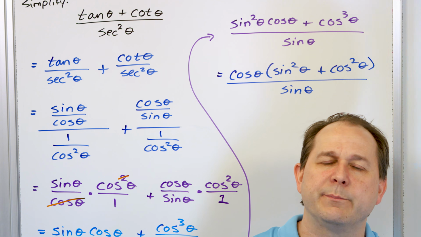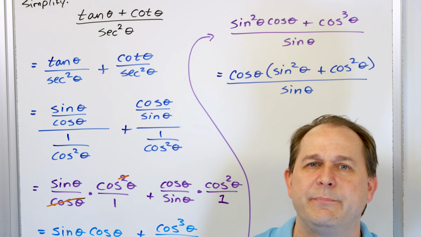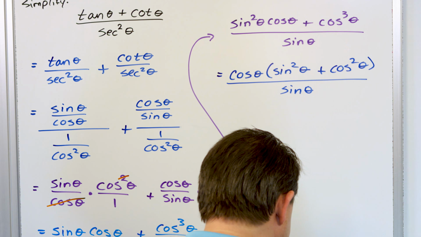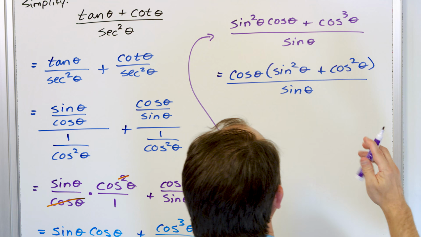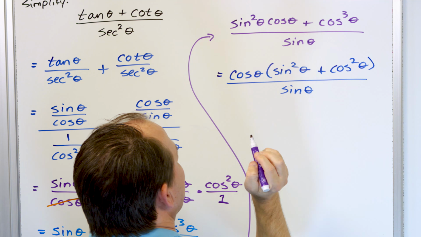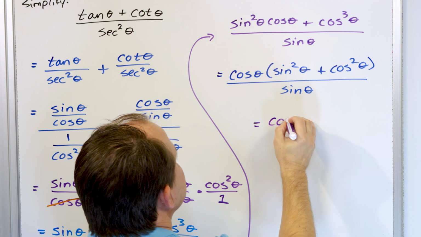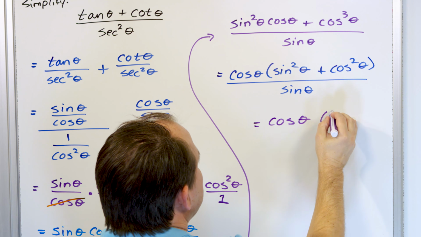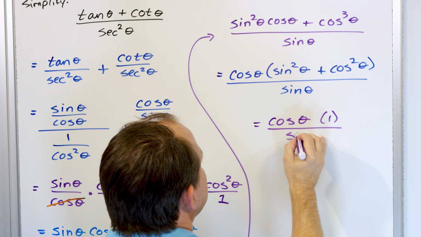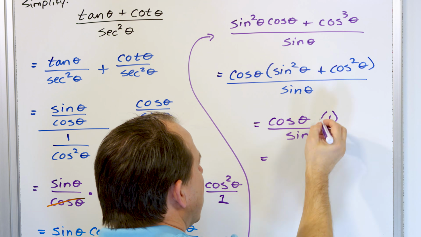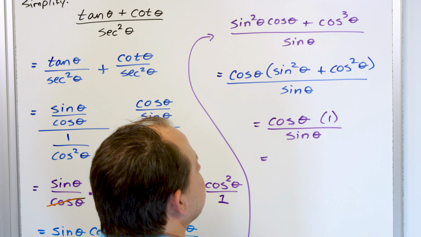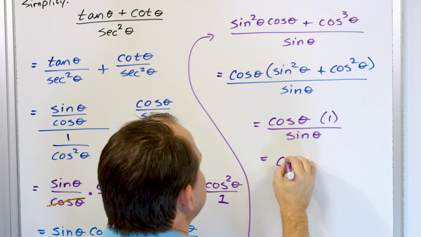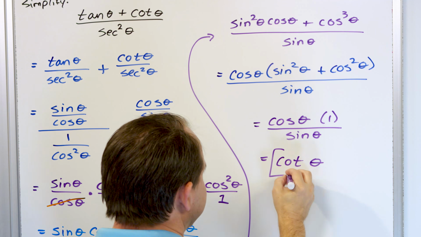Try to get a sine squared plus a cosine squared someplace, and then it disappears, and a 1 shows up in its position. So what we have then is this whole term just becomes 1, and all you're left with is cosine of theta times 1, technically, over the sine of theta. And the 1, of course, doesn't do anything. What is cosine divided by sine? That one is cotangent of theta. This is the final answer.